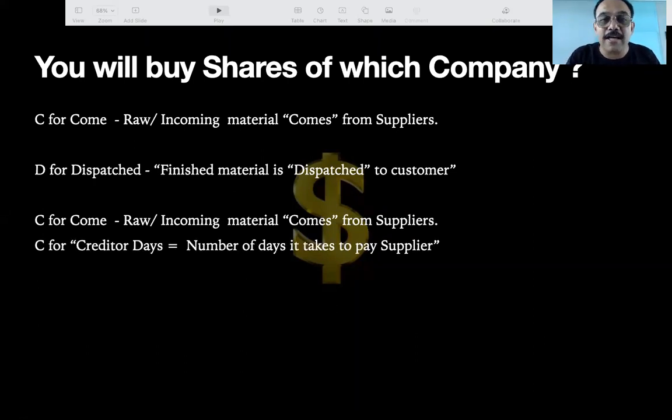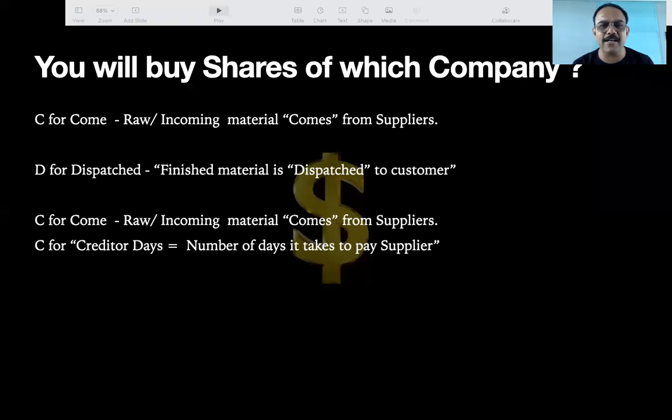So there is a word called creditor days. In finance, in economics, whatever, there is a term called creditor days. So when you see creditor days, the first letter is C. C for come, meaning material is coming from suppliers. So it is the number of days it takes to pay the supplier. In how many days, once you take the material, do you pay the supplier? That is called creditor days. No one will shoot me for explaining this, right? Is everyone clear what is called creditor days?